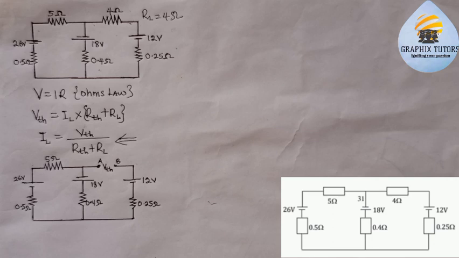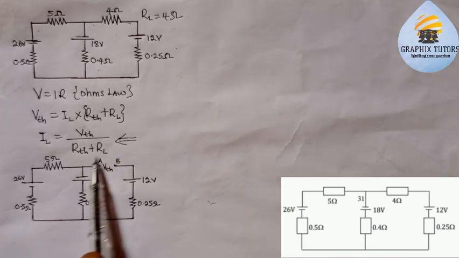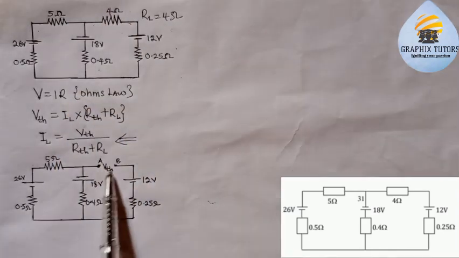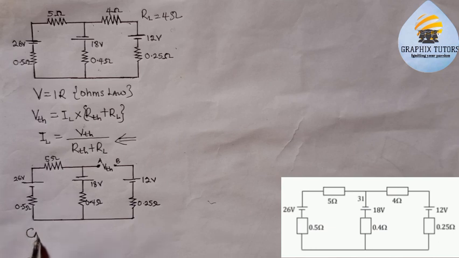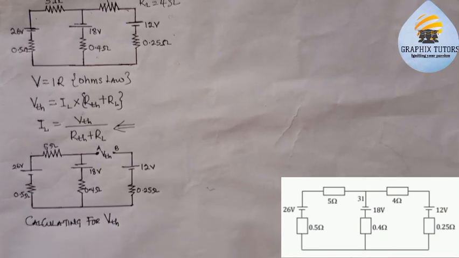So the next thing we'll now do after we have replaced this resistor with our VTH here, we're now going to calculate for what? The VTH. So calculating for the Thevenin voltage, right? So we'll move forward.